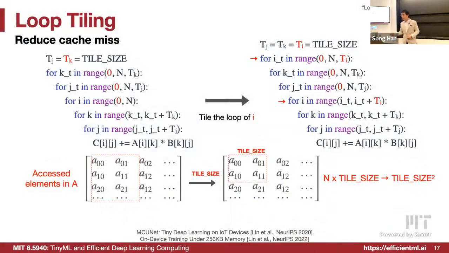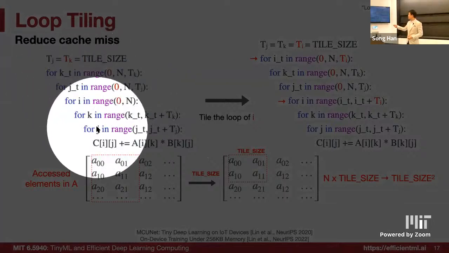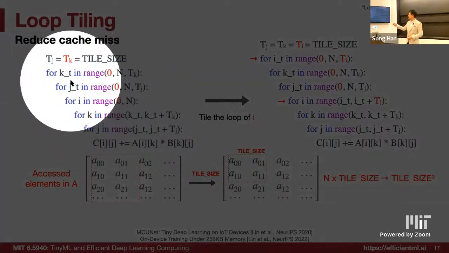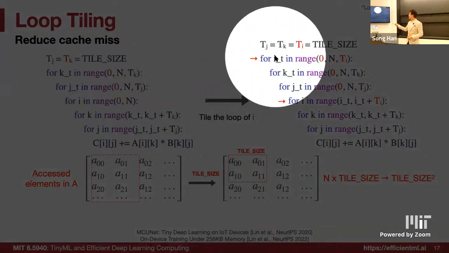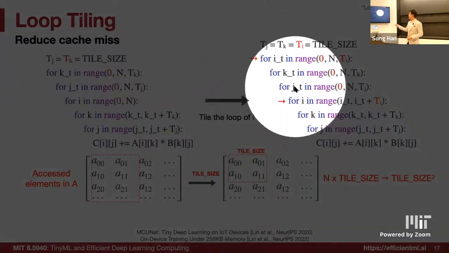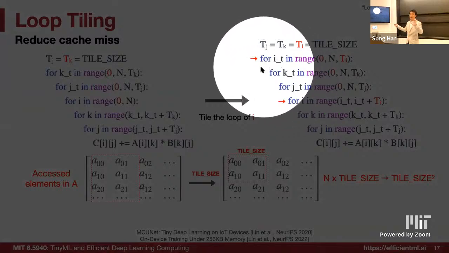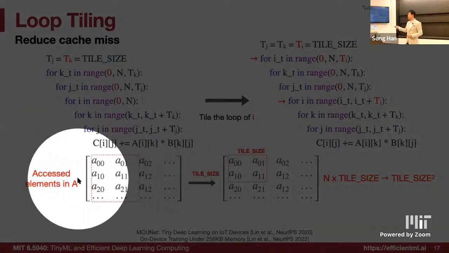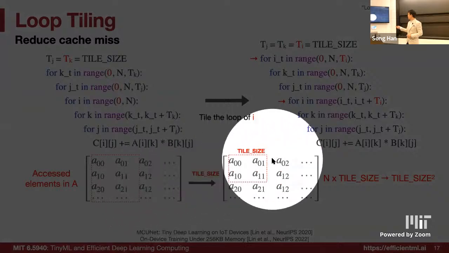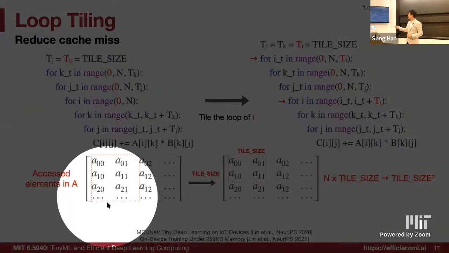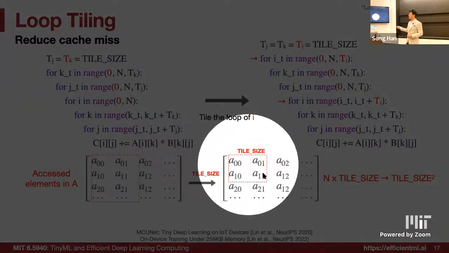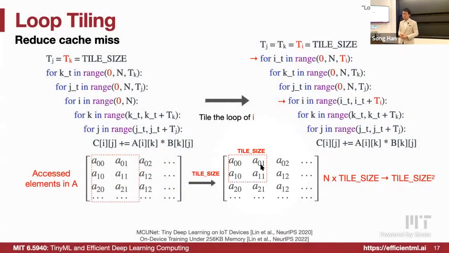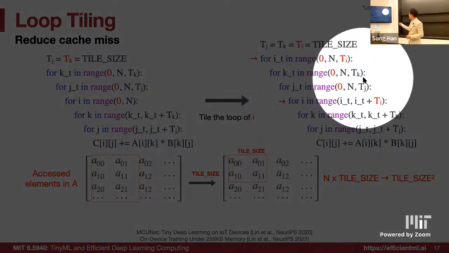Previously, we had 5 for loops: i, j, k, jt, and kt. Now let's add one more for loop, it, so we tile on all 3 dimensions. So the memory access footprint for A, rather than n times the tile size, now becomes tile size squared. Now we are done with all 3 for loops. We tiled them, and their size is t, right here.